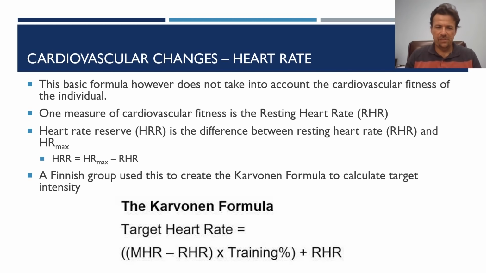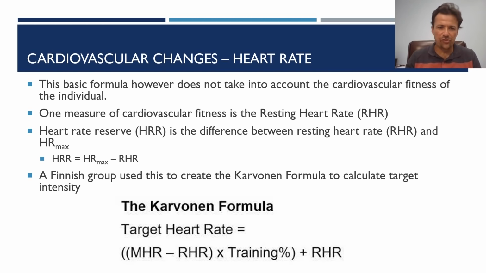So let's keep this simple. Let's imagine you're 20 years old and your resting heart rate is 60. Well, your maximum heart rate will be 220 minus 20. That's 200. Your heart rate reserve is 200 minus 60. That gives you a heart rate reserve of 140.